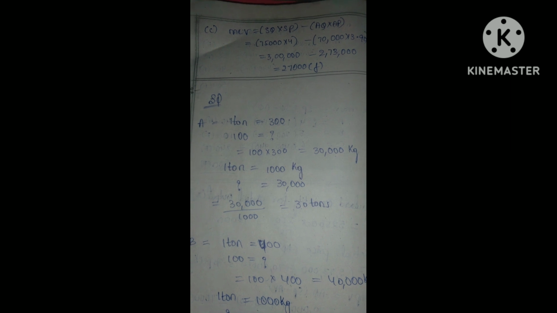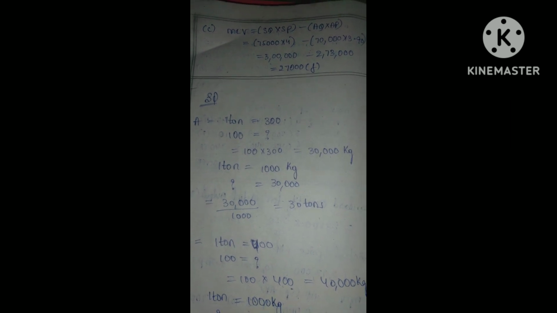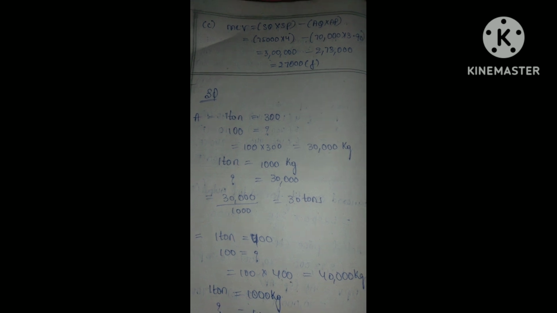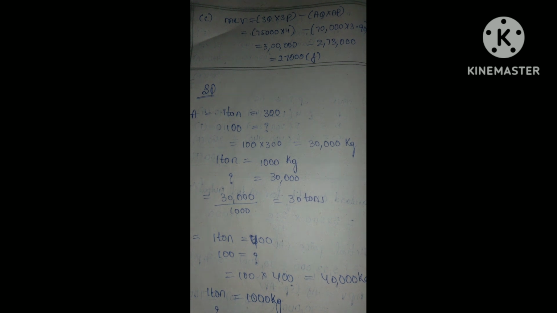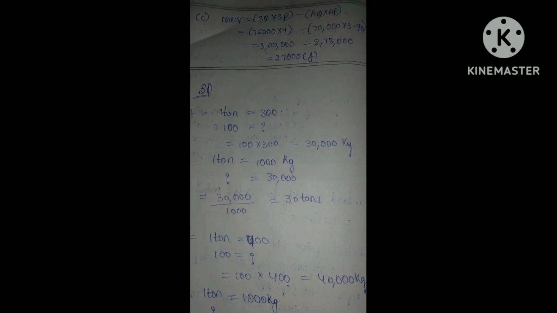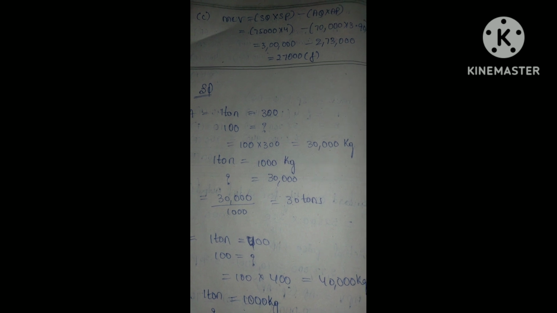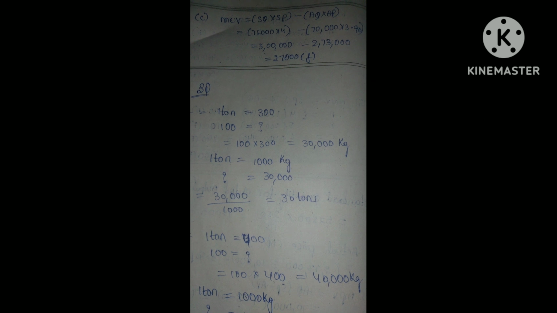So now we have to calculate material cost variance. The formula for material cost variance is standard quantity into standard price minus actual quantity into actual price. Standard quantity is 75,000, standard price is 4, actual quantity is 70,000 and actual price is 3.90. So 75,000 into 4 minus 70,000 into 3.90, we will get 27,000 favorable.